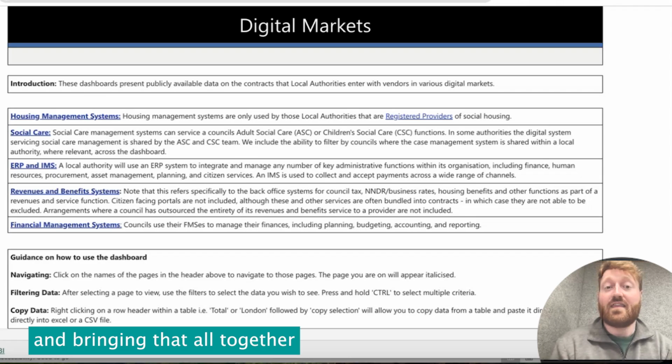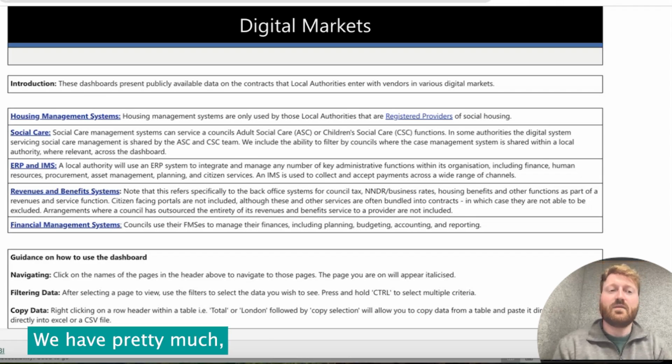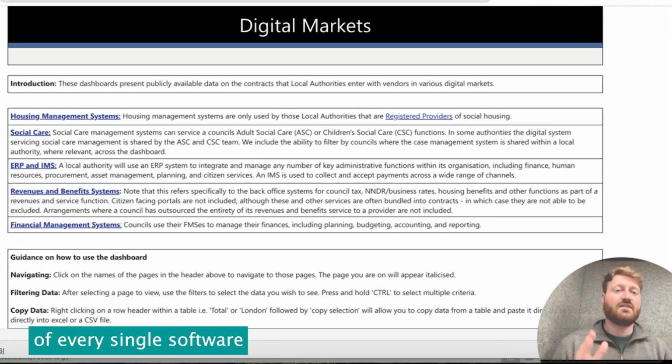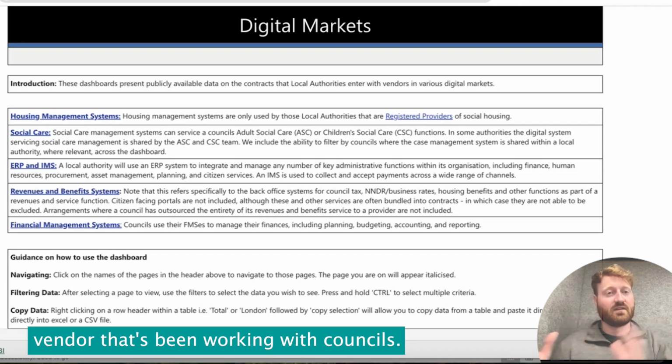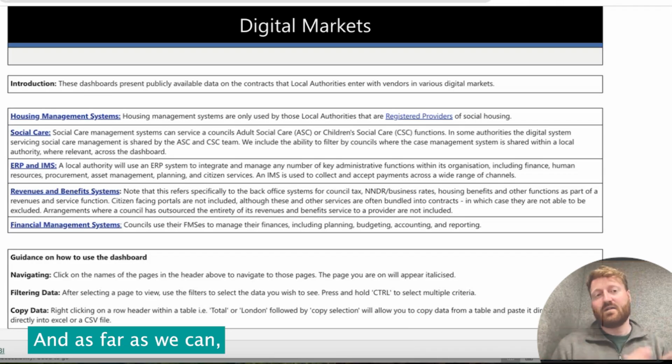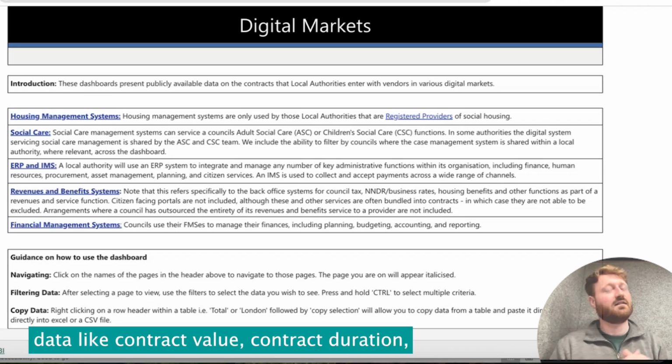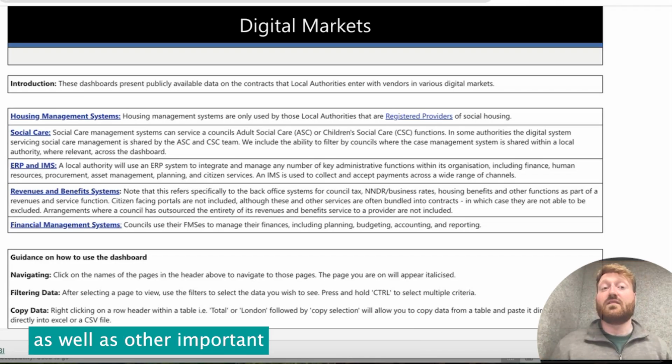And bringing that all together for each of these markets, we have pretty much a complete view of every single software vendor that's been working with councils. And as far as we can, we also have richer contract data like contract value, contract duration, as well as other important information about a contract or a relationship.